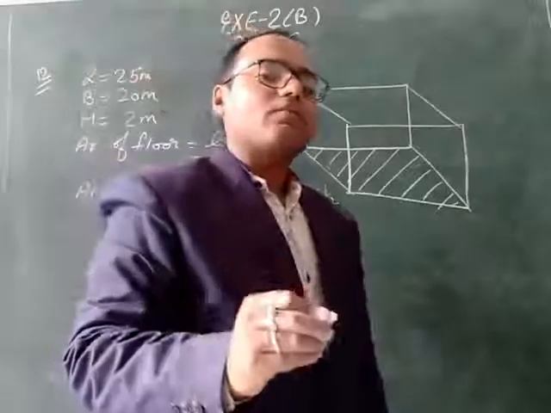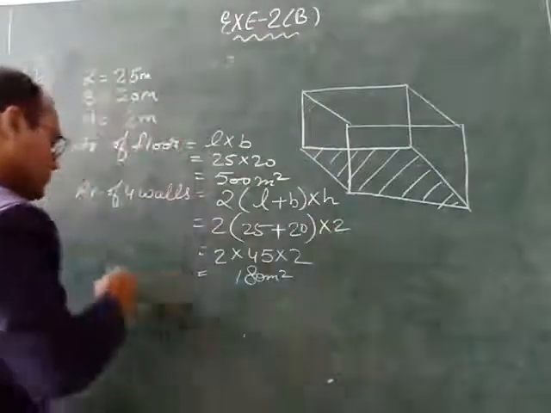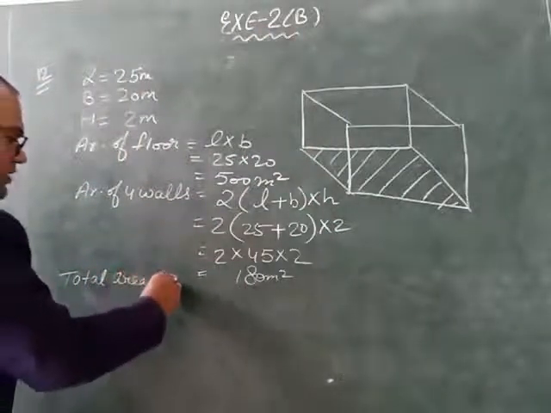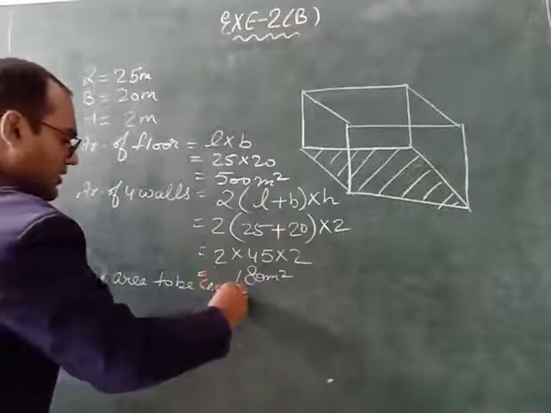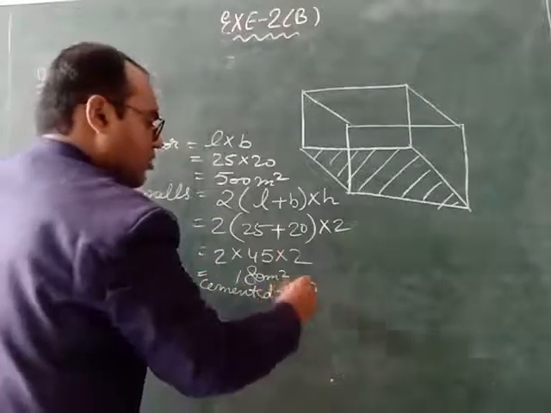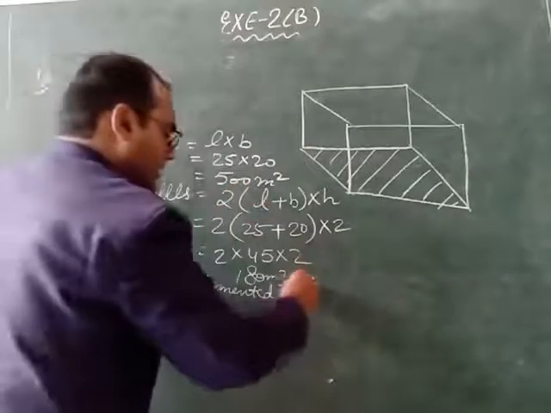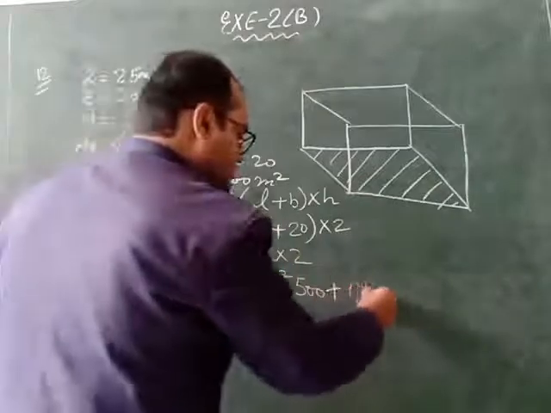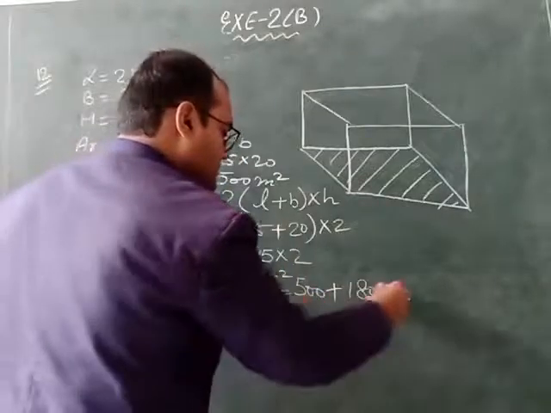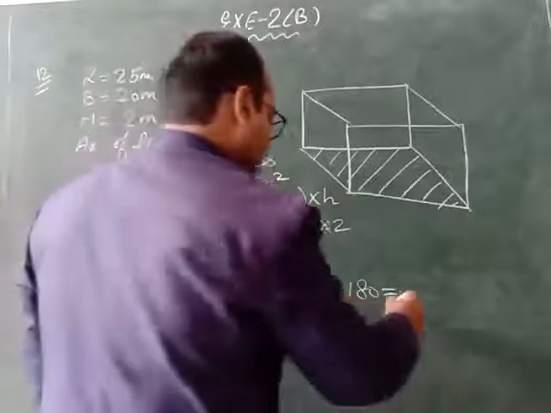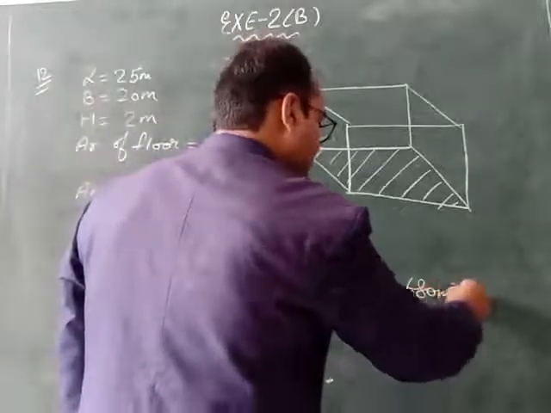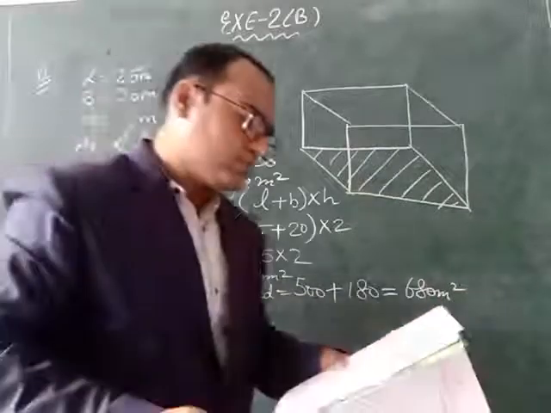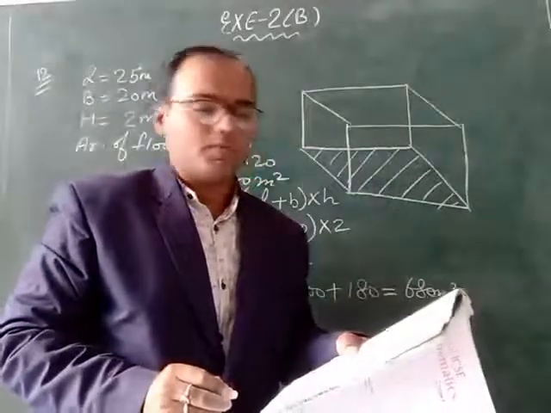Now we will find the total area which is to be cemented. Total area to be cemented: floor is 500 plus 4 walls 180. So on adding them we will get 680 meter square, which is the total area we have to cement. Now we will find the cost. Rate is given, 20 rupees per meter square.